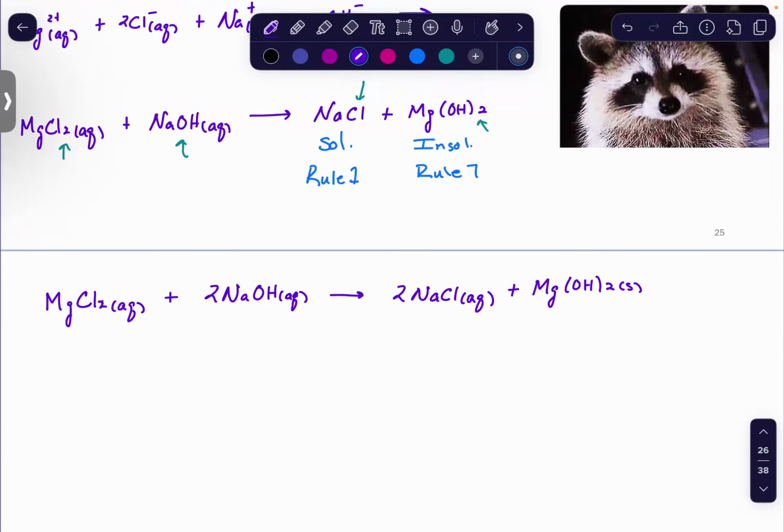Also notice that this is a double replacement reaction. So again, your precipitation reaction is a type of double replacement because your sodium and chloride went together, and your hydroxide went to your magnesium. So double replacement.